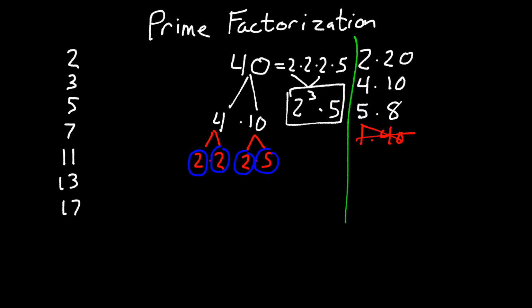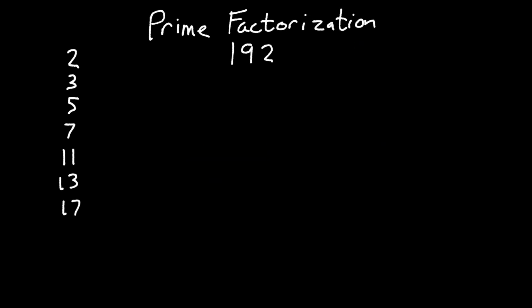Alright, let's try another one. This time let's find the prime factorization of 192. Now this is kind of a big number, but our goal is still to reduce it down to just primes. And we need to start off with two numbers that multiply out to 192. Well, not everyone knows the factors of 192 right off the top of their head, but since it is an even number, I know that 2 is automatically a factor. And I can use 2 times 96.